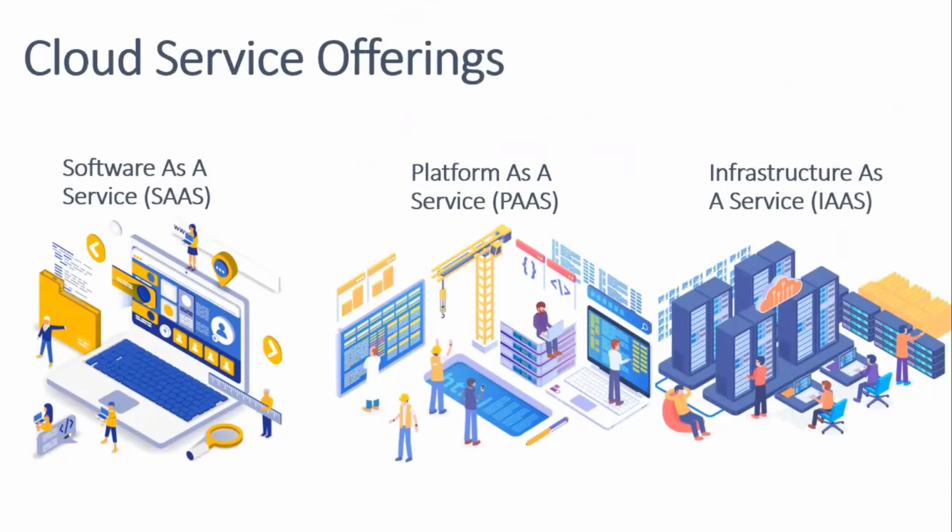The main pillars, the cloud service offerings: we have three types of cloud service offerings, which are the main pillars of any cloud. It's not only for the Azure cloud or the Google cloud. These offerings are the same across every cloud. Those are software as a service, platform as a service, and infrastructure as a service.